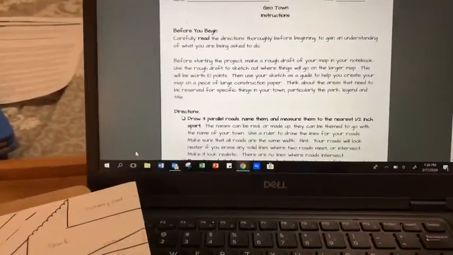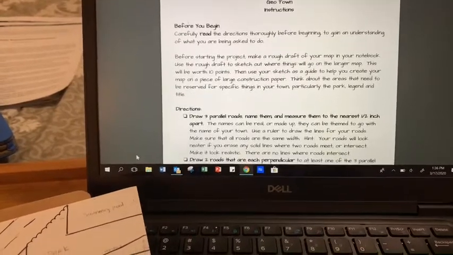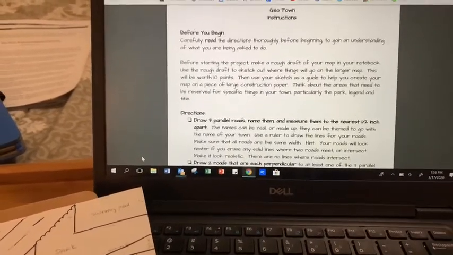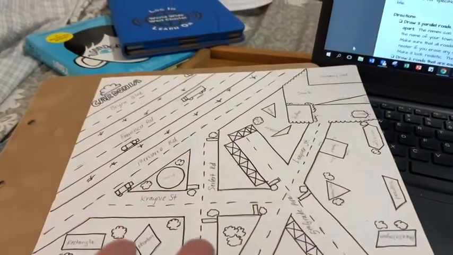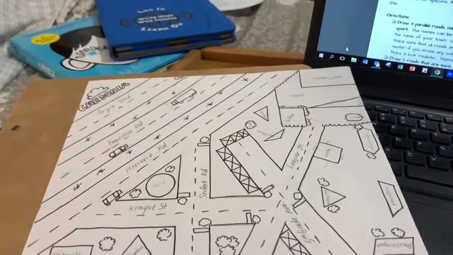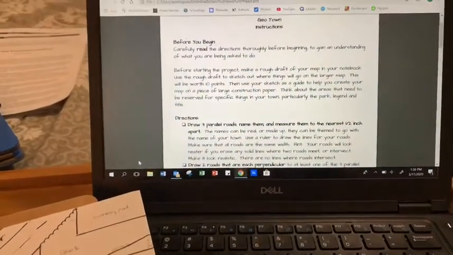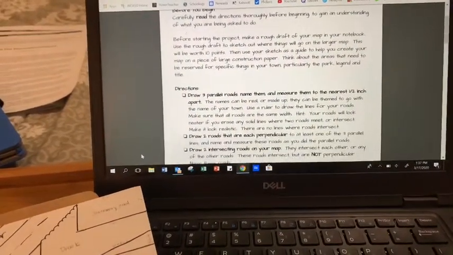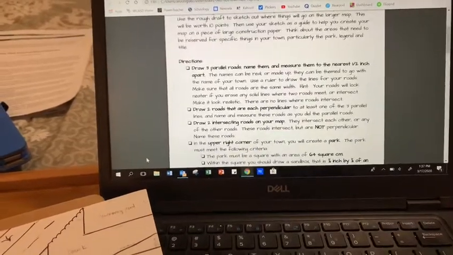So continuing with the directions, I'd advise students to make a rough draft of what their map might look like. This is just an example map. This is not the final product for every student. This is just my final product based on the instructions and the guidelines for the project. But what students are going to be required to do is draw 3 parallel roads.